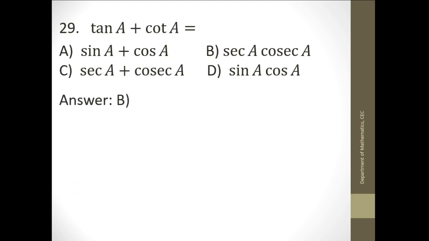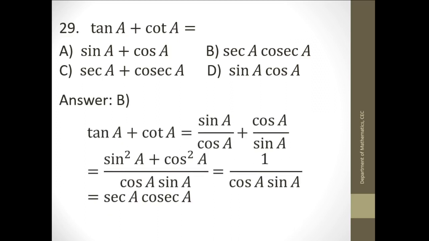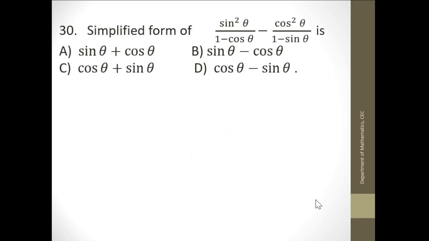Answer is B. Tan A plus cot A is sin A by cos A plus cos A by sin A. By taking common denominator, cos A sin A, into sin square A plus cos square A. Just multiply these two, sin A and sin A, that is sin square A, and cos A into cos A, cos square A. So their sum is 1. 1 by cos A into sin A. 1 by cos A is secant A, 1 by sin A is cosecant A. Therefore, answer is B. Next question.